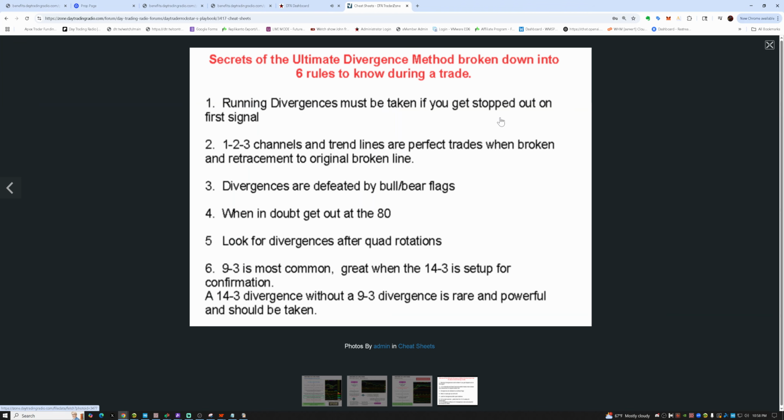This is very important. These are 6 rules. I'm going to just throw this out to you right now. 6 rules. The running divergence must be taken if you get stopped out on the first signal. Running divergence is where you usually have 3 pops to a top or 3 drives to a bottom. The first 2 look like a divergence, so you take that, but it actually pops a little and rolls over and goes down one more time, taking out the lows. Typically you want to have a stop underneath your divergence low, so that should take you out. But then what happens is the price moves back up.